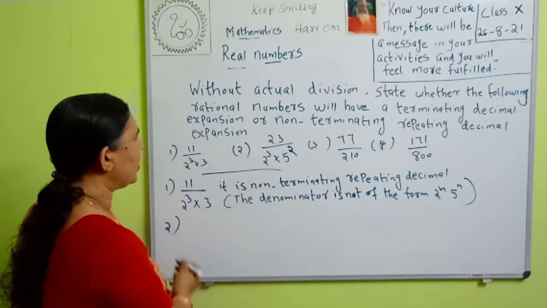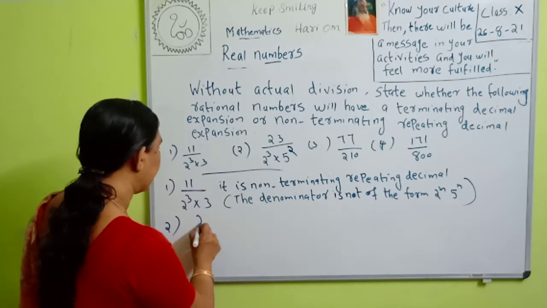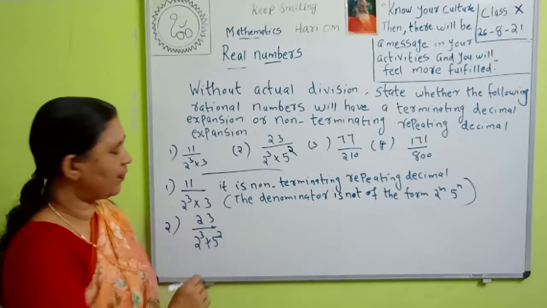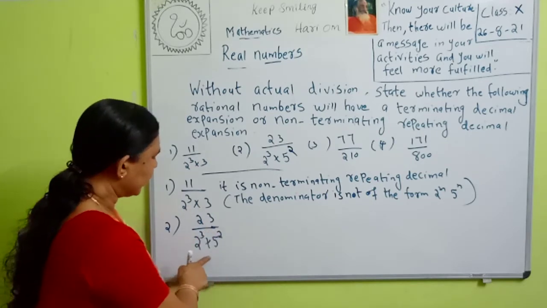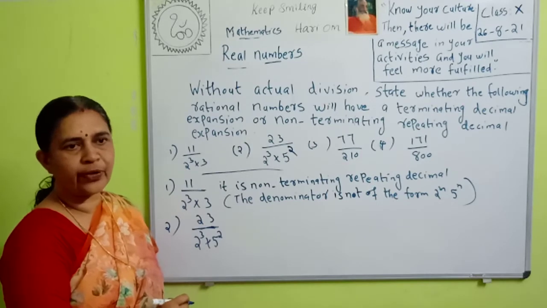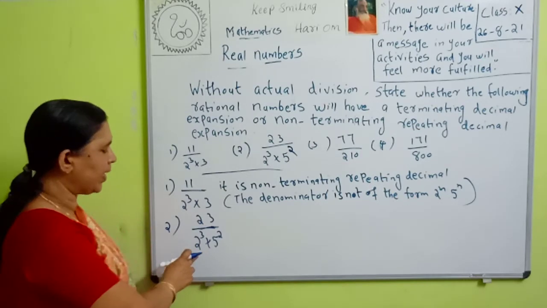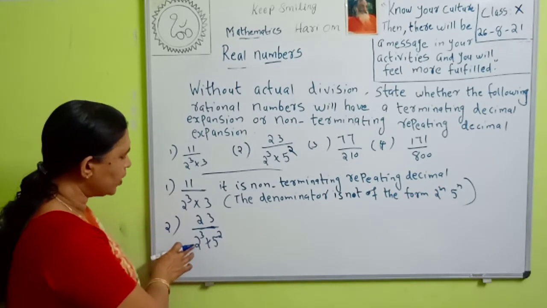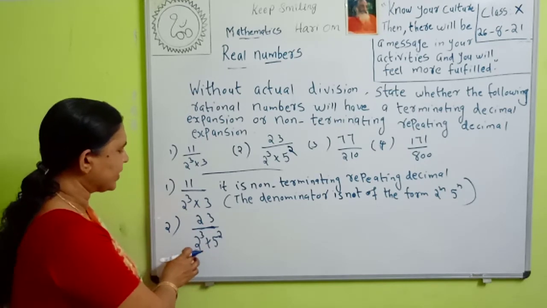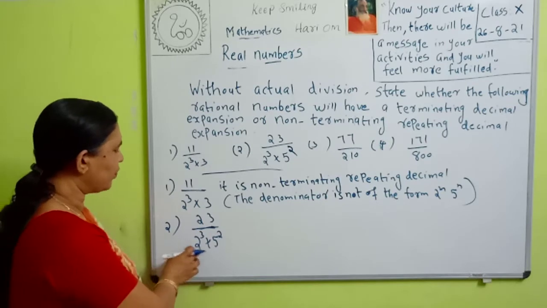Then the second one, 23 by 2 cube into 5 square. You look at the denominator. Here the denominator, Kailas, is it terminating or non-terminating? The denominator is of the form 2 raised to m, 5 raised to n. The factors are only 2 and 5, the powers of 2 and 5.